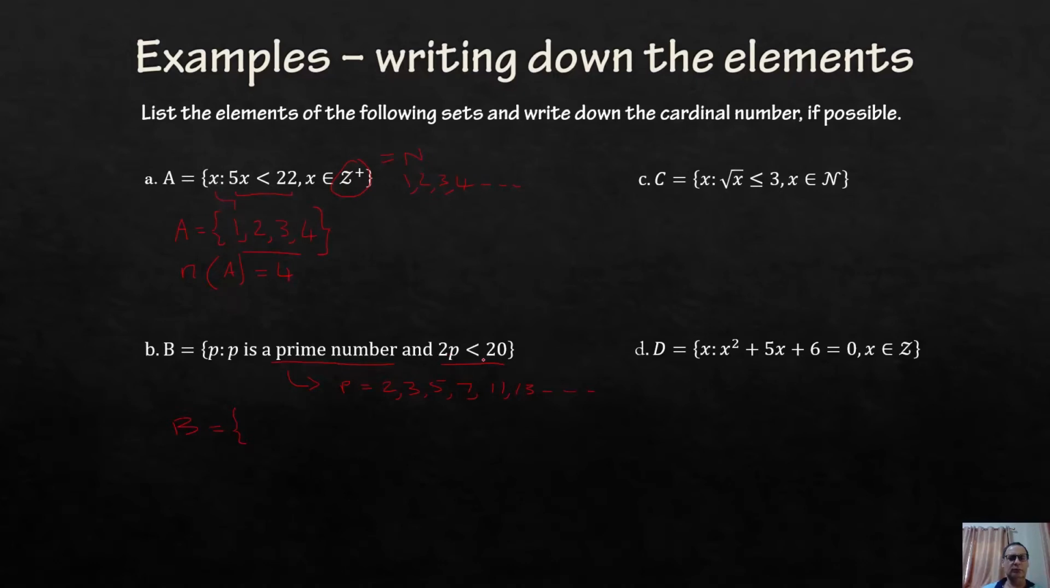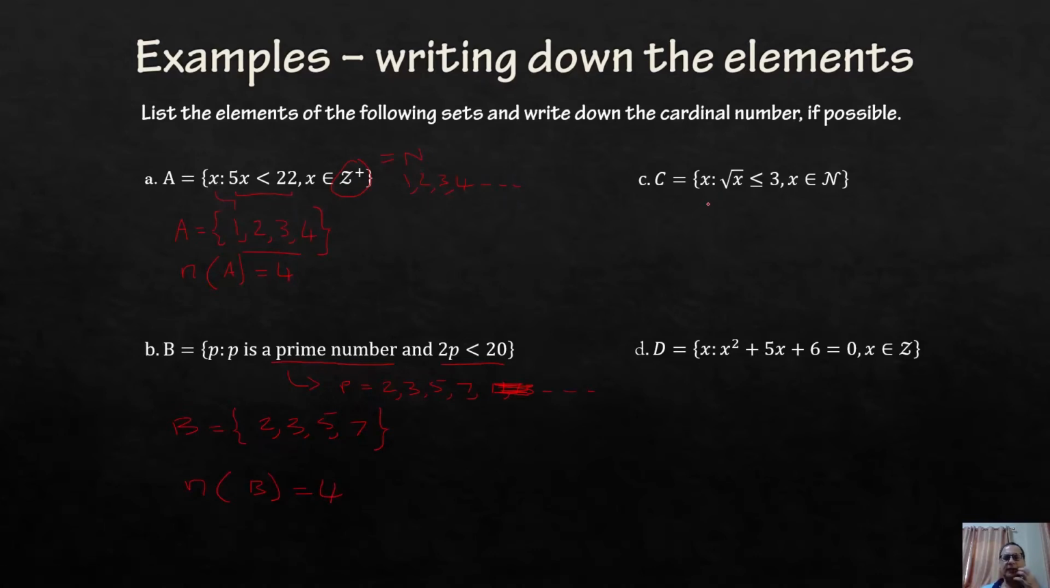2 times 2 is 4, less than 20, yes, so 2. 2 3s are 6. Is that less than 20? Yes. 5 is good. 2 7s are 14. Good. But 2 11s are 22. So these would not be used. We only go up to 7. So the cardinal number of B is 4.